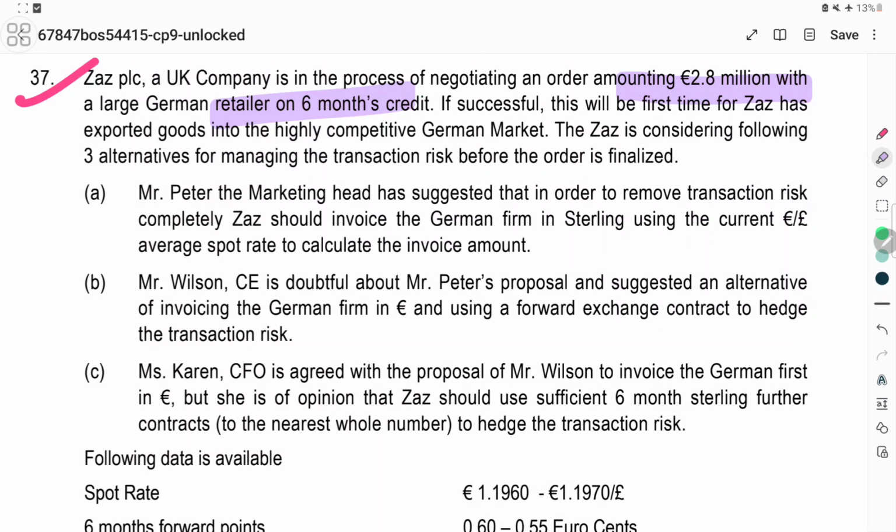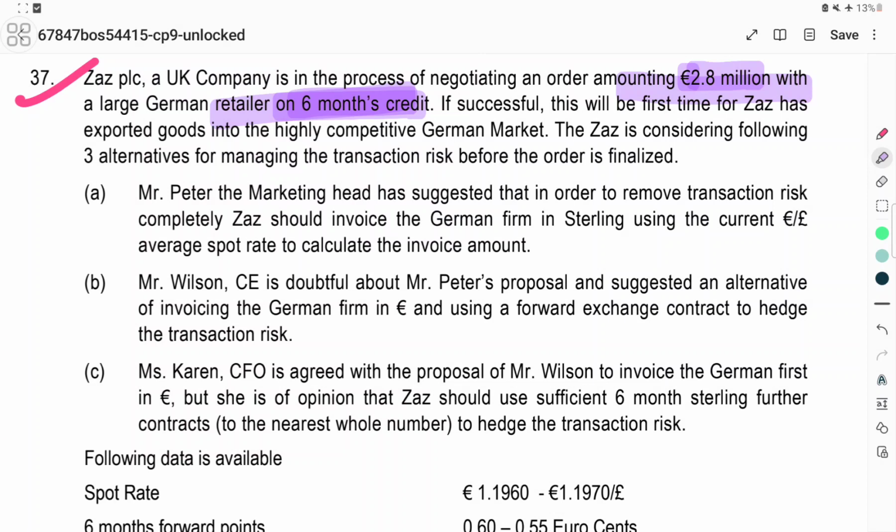The base amount is 2.8 million. There is an exporter from UK exporting to Germany. So two currencies will be involved, sterling, that is pounds, and euro. The amount is 2.8 million, the currency here is euro, and the period is 6 months. 6 months will be used either in case of hedging by futures or forwards. The 6 months is this tenure. Correct?